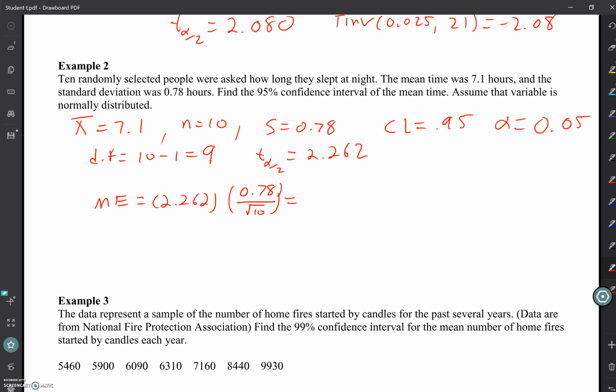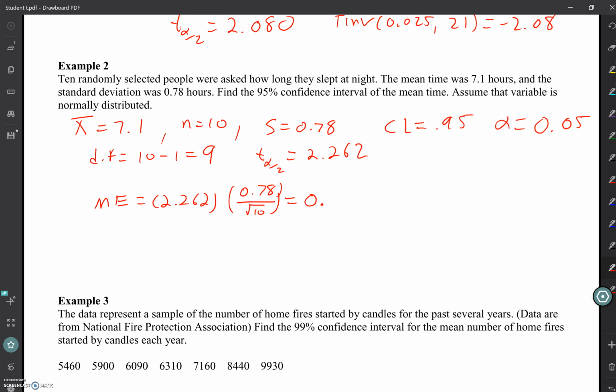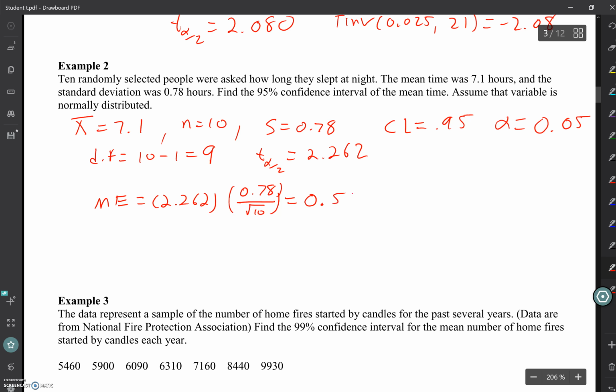We're going to fill in the pieces that we need for intervals. What is that going to give me? 0.5579. All right, so we'll do 0.56. That'll be good.